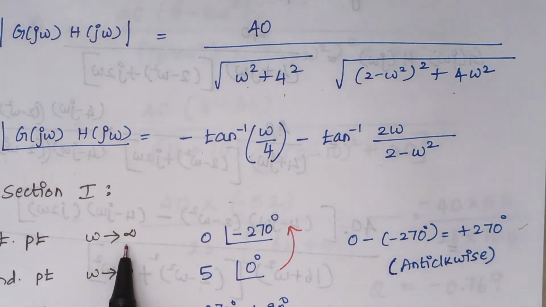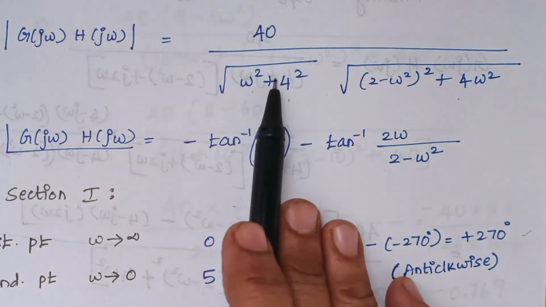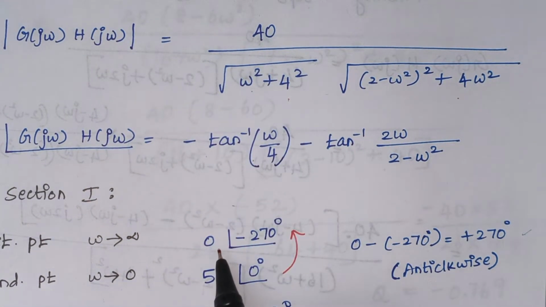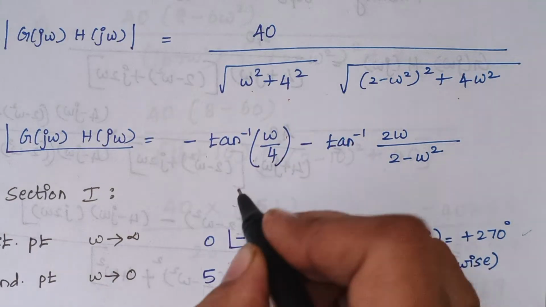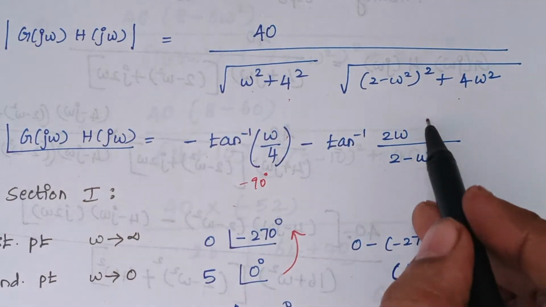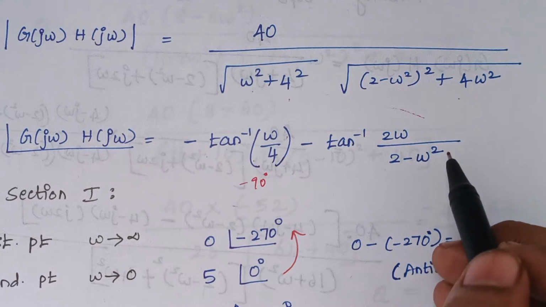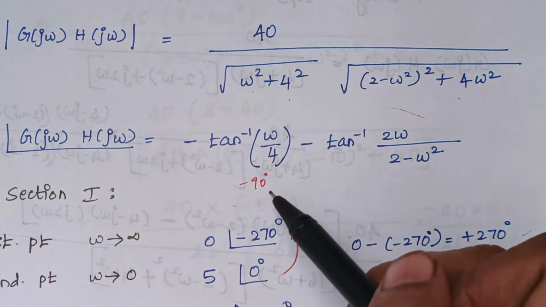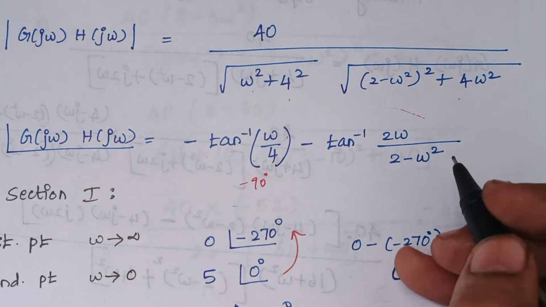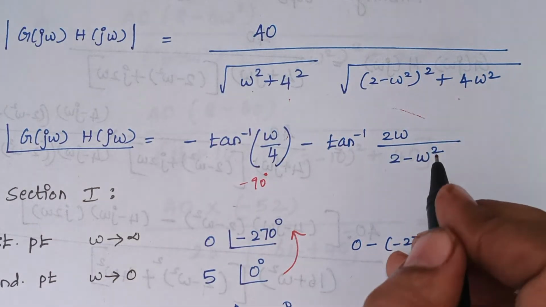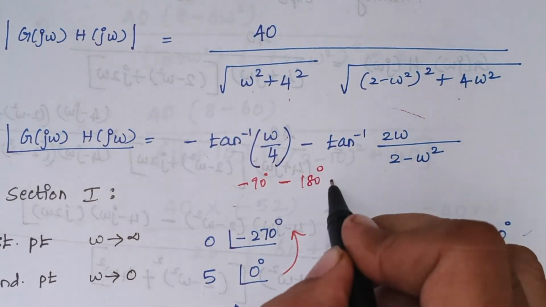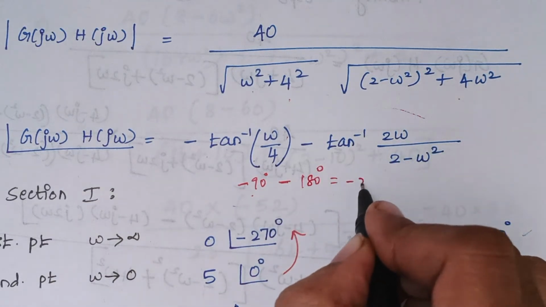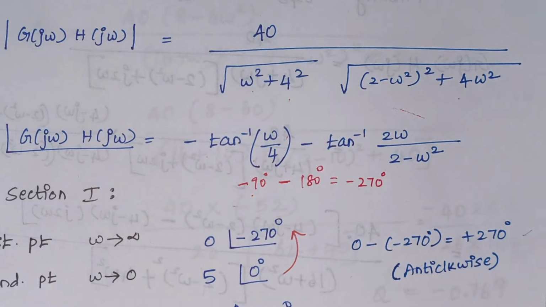So when you substitute omega as infinity, what happens? Anything divided by infinity is 0. So here the magnitude is 0. And again, when you substitute infinity, tan inverse of infinity will give you minus 90 degree. And again, here you see I have an omega square term, right? A single omega contributes 90 degree. What about omega square? This contributes an angle of 180 degree. So here this minus I had written, and 180 degree. So what happens? Minus 90 minus 180 gives minus 270 degree. Right, so here I had written minus 270 degree.